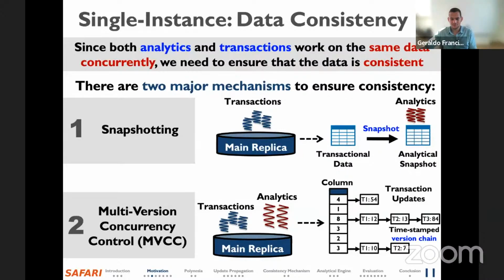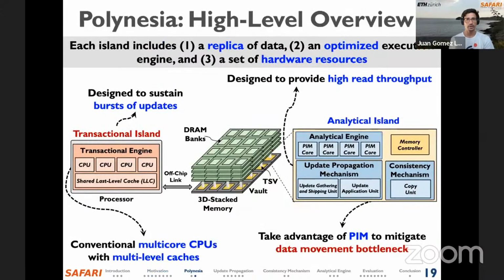Yeah. Okay, you have a very nice slide that introduces the two islands, the transactional island and the analytical island. And in that slide, I think, yeah, it's exactly this one. So you mentioned here that the transactional island has a replica of the data. Where does this replica reside?